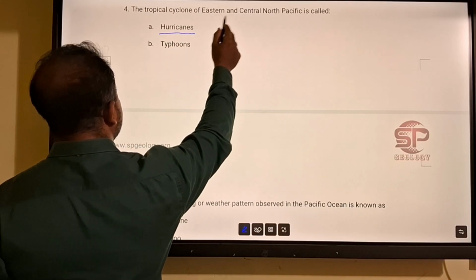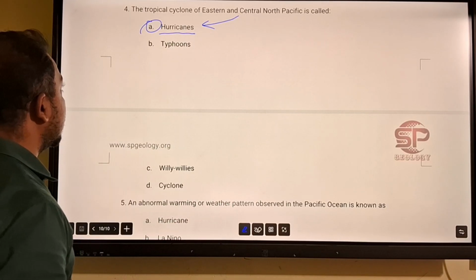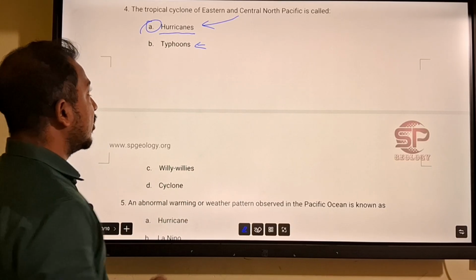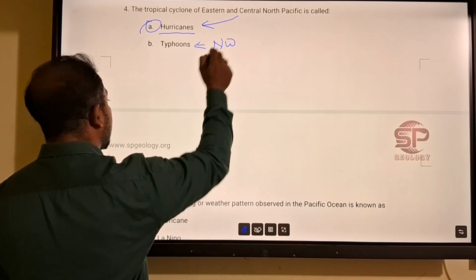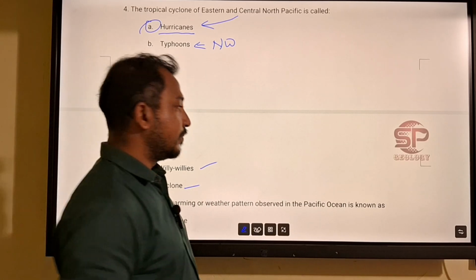So hurricanes are called in eastern and central North Pacific. So the answer will be hurricanes. Let's see the others. That is typhoon in the northwestern part of the Pacific. Then Willy Willy is in Australia, and cyclone is in the Indian Ocean.